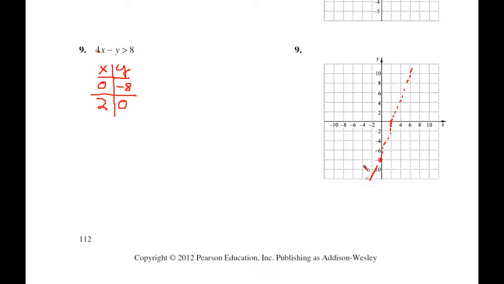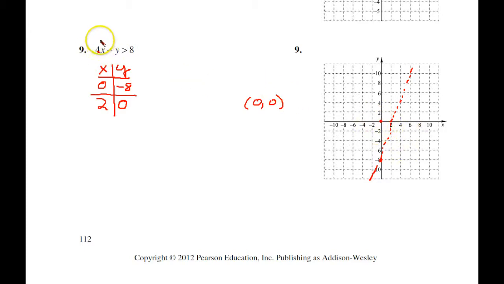And you can see why sketching isn't too great. But now, where do we shade? Well, notice this is a -y is greater. So I know where we're going to shade, but let's do a test point. We're going to put a dot right there, and the ordered pair is 0, 0. Now, do we shade where the ordered pair is, this test point, or do we shade the other side?